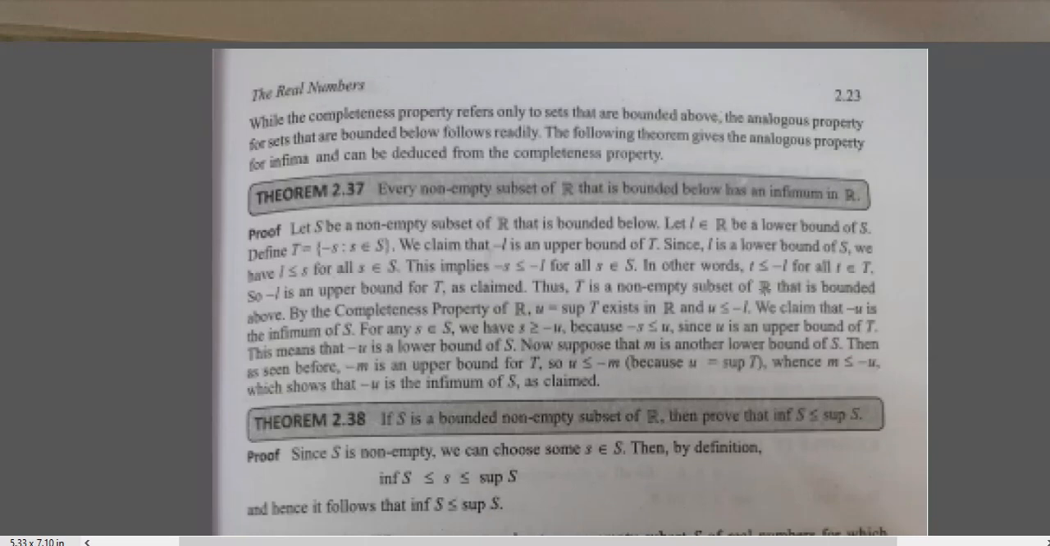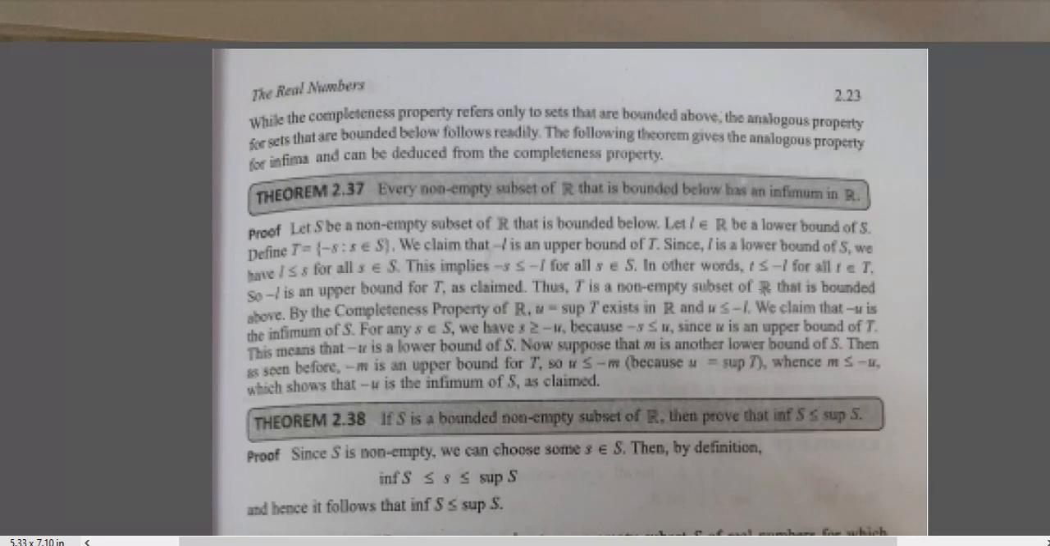Now suppose there is some other lower bound of S, say M. Then, as we have seen before, minus M is an upper bound for T. So U is less than or equal to minus M, because U is the supremum of T. So M is less than or equal to minus U. Multiply this by a negative sign, which shows that minus U is the infimum of S.